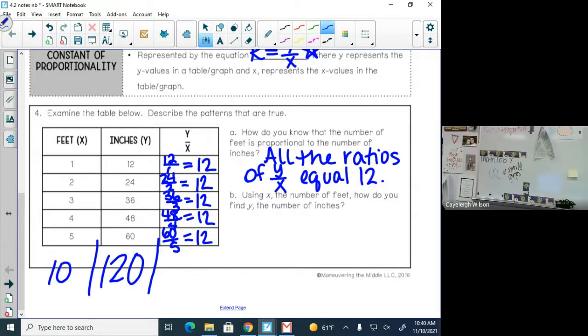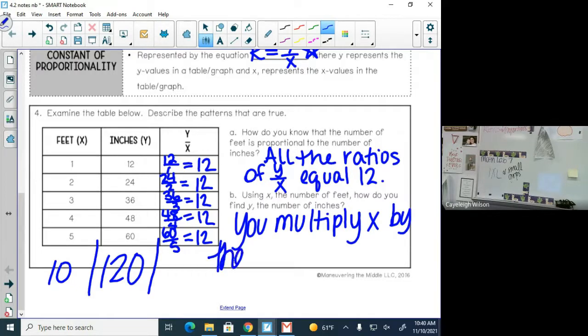So it says, using X, the number of feet, how do you find Y, the number of inches? You multiply X by the constant 12. So you want to make sure you're writing this word for word in your notes. That's why we're going over it. Get that pencil.